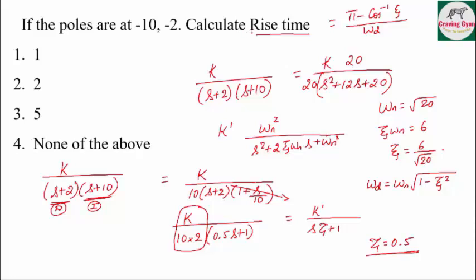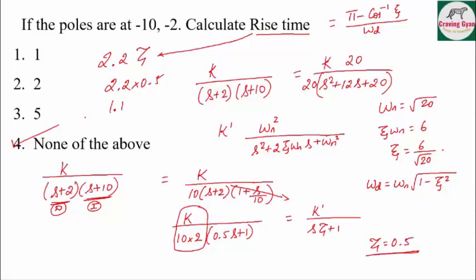Now how can I calculate the rise time? It is 2.2 times tau. What am I getting? 2.2 times 0.5, nothing but 1 by 2, which equals 1.1. None of the options is going to follow.